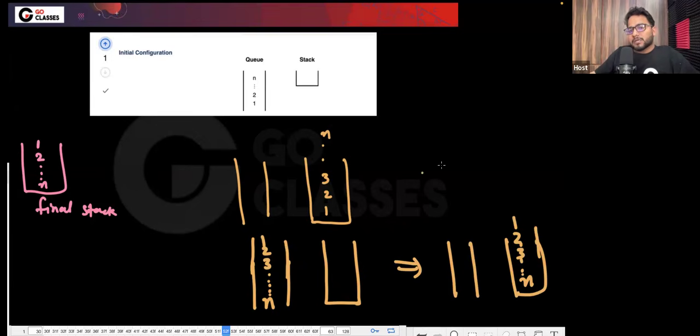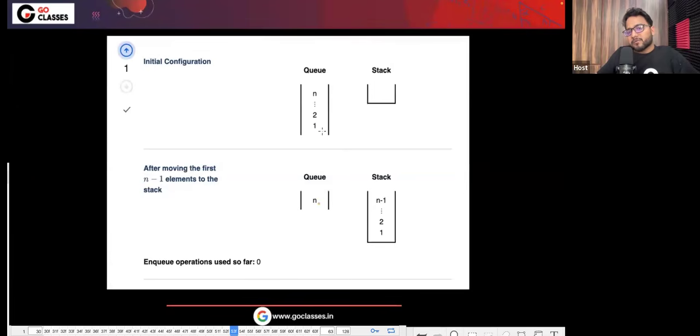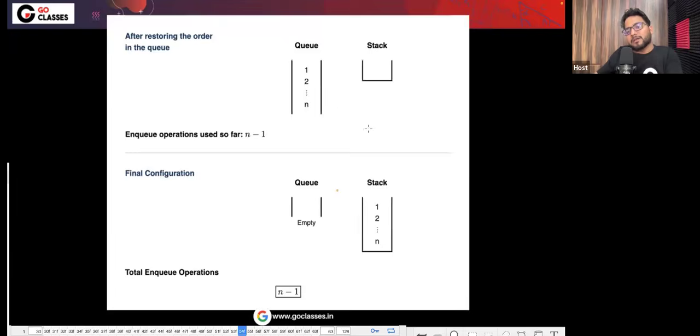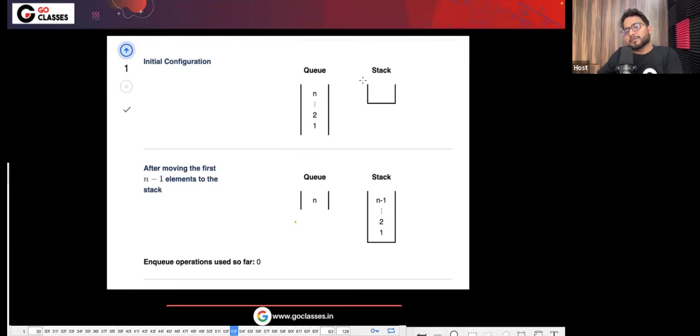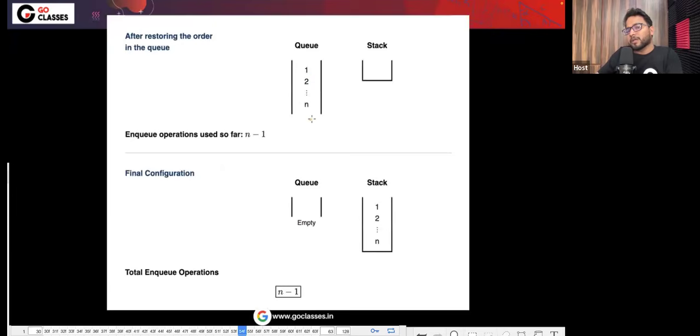But here is one small catch: you do not need to transfer all the elements from here to here. You can just keep this n. So basically we are transferring n minus 1 elements from here to here, and keeping this n as it is, because if we transfer all the elements, then n will be there anyway. We want to save enqueue operations. So you can just keep one element here and transfer all of these elements, so it will be 1 to n anyway.